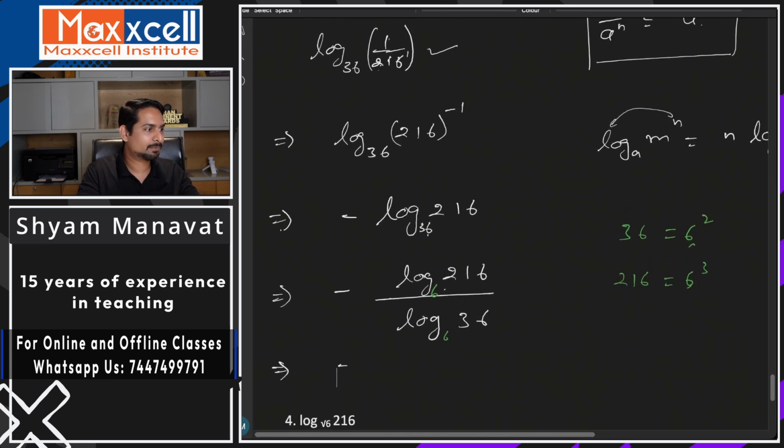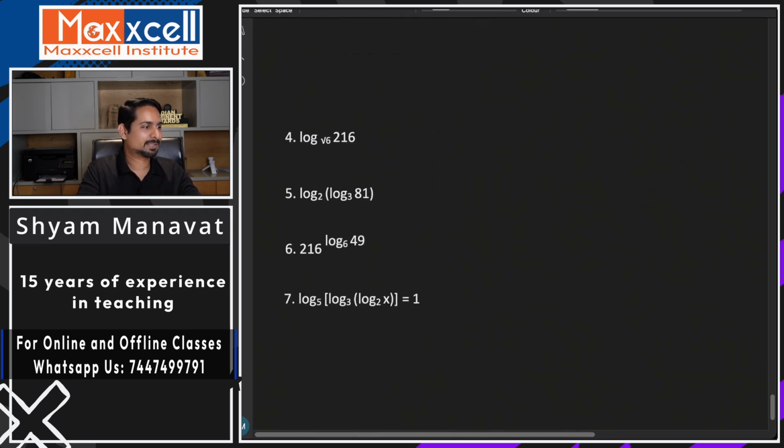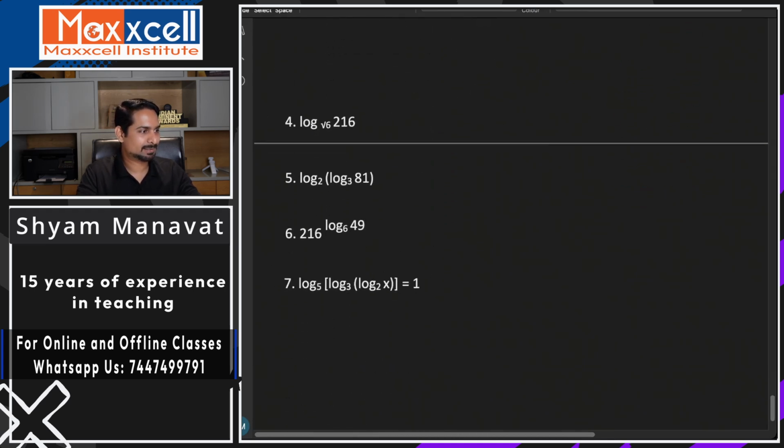Now this is minus of 216. What power of 6 can get you 216? That's 3. What power of 6 can get you 36? That's 2. So the answer is minus 3 by 2. Easy, simple. Concept builder videos guide called concept builder. This is concept builder.